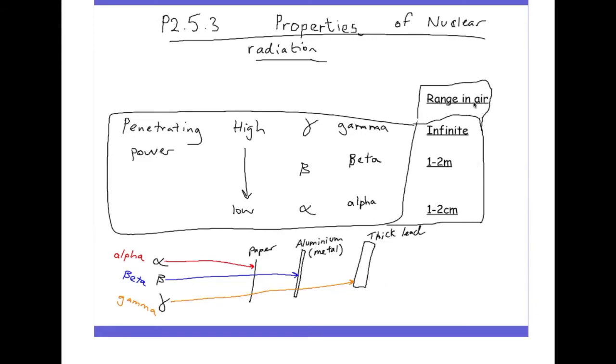They'll ask you what the range in air is. Basically, gamma is like infinite, it just keeps on going until it smacks a piece of lead or very thick concrete. Beta can travel about 1 or 2 meters in air, and alpha travels about 1 or 2 centimeters. Because remember, alpha is really big and heavy, isn't it? That has a massive mass of 4, so it's dead sluggish.